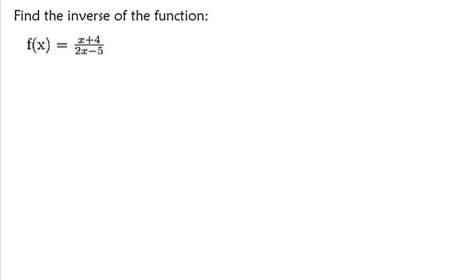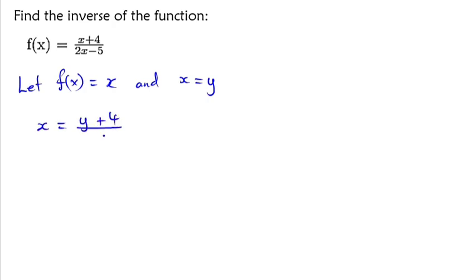So let's find the inverse of this function. What we're going to do is this. We're going to say let f of x be equal to x, and let that x be equal to y. So the function will look like this. We'll say x is equal to (y + 4) divided by (2y - 5). I've replaced the x with f of x, and I've replaced the x with y.